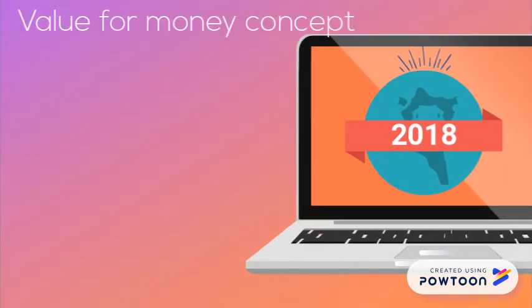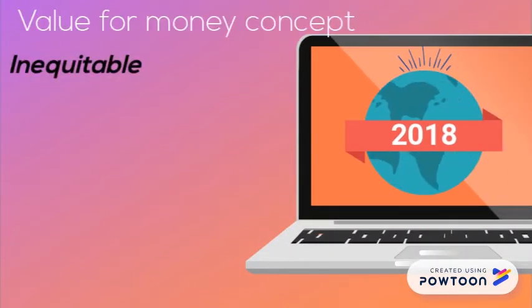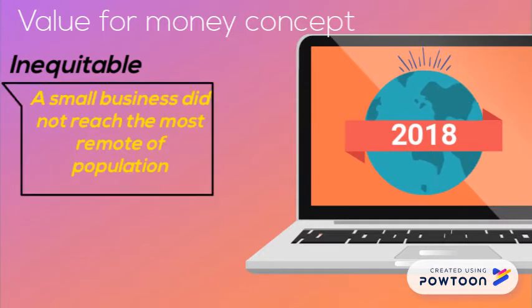Equitable is the result of a fairly distributed intervention. For example, a small business incentive program that did not reach the most remote and vulnerable parts of the population may be evaluated as inequitable.